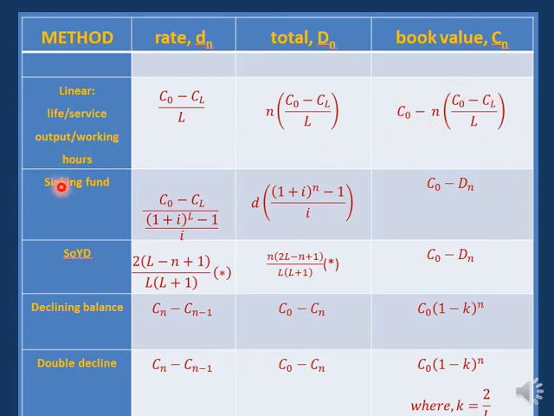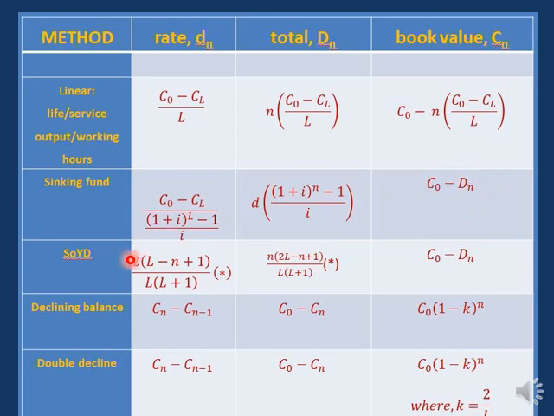Now, for the sinking fund method of depreciation, the rate of depreciation is this formula. As you can see, this looks a little bit different from our illustration. Well, simply transfer your I to the numerator, then we'll have the same formula as what I have discussed earlier. The total depreciation is this formula. Well, this is the annuity, the depreciation, and N is the life of the machine. The book value is that formula.